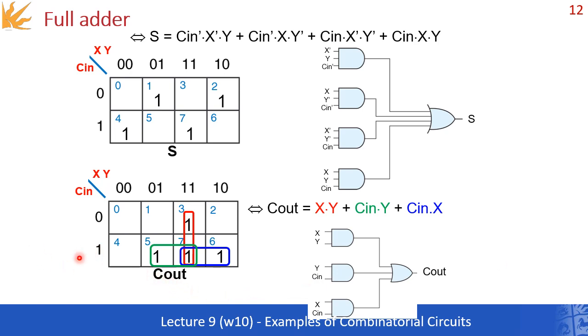Now things are slightly more complicated for the case of the carryout. For the case of the carryout, we have 3 essential groups to identify here. It's this group over here, the red one, the green one, and the blue one. So carryout would look like this. And of course, you can easily convert that to a circuit.